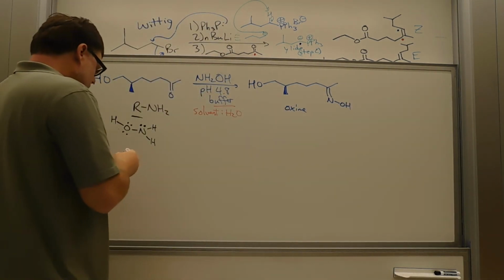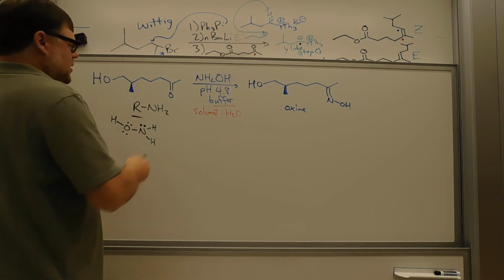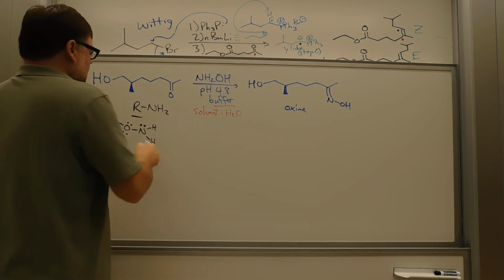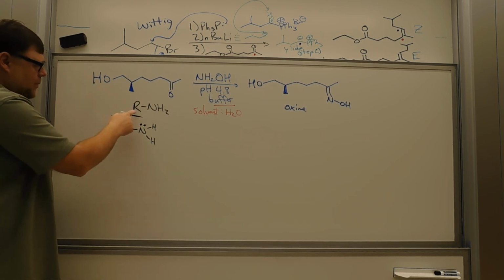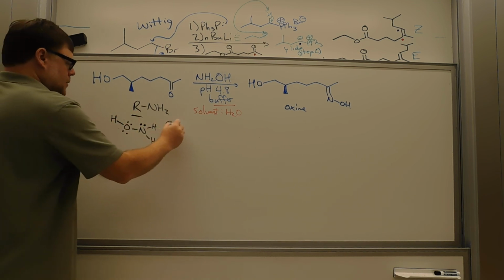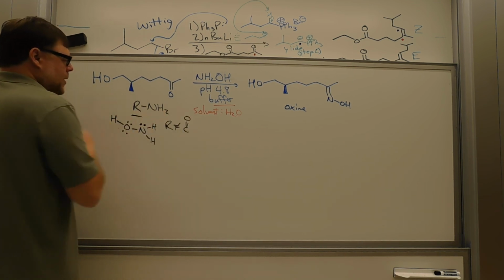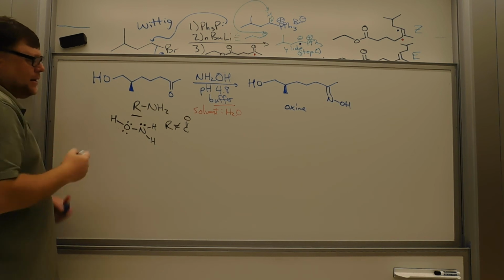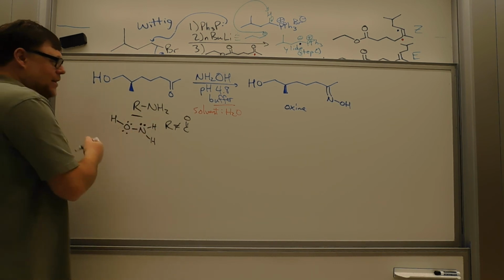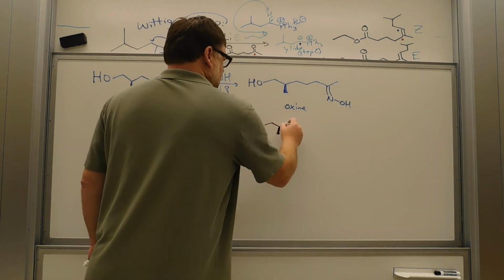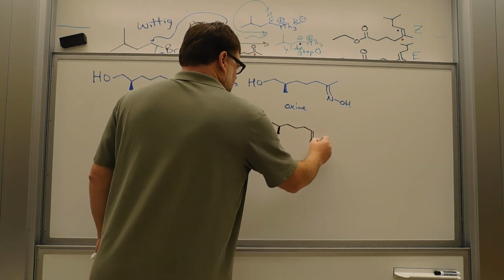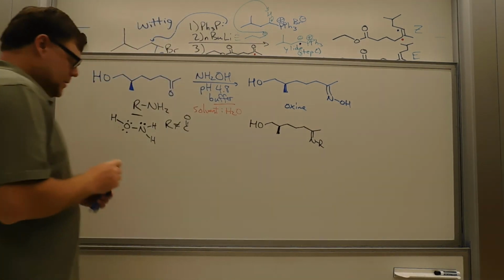And if this was our NH2, it could be an amine, R could be an amino group, or the only thing R can't be here is a carbonyl. R is not equal to a carbonyl. Okay, that would make this nitrogen an amide and not very nucleophilic. But pretty much everything else, you're going to get that product.